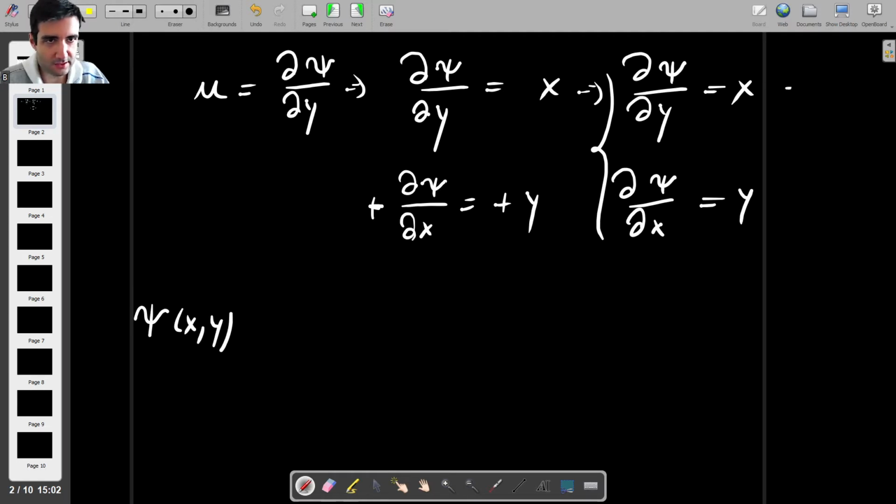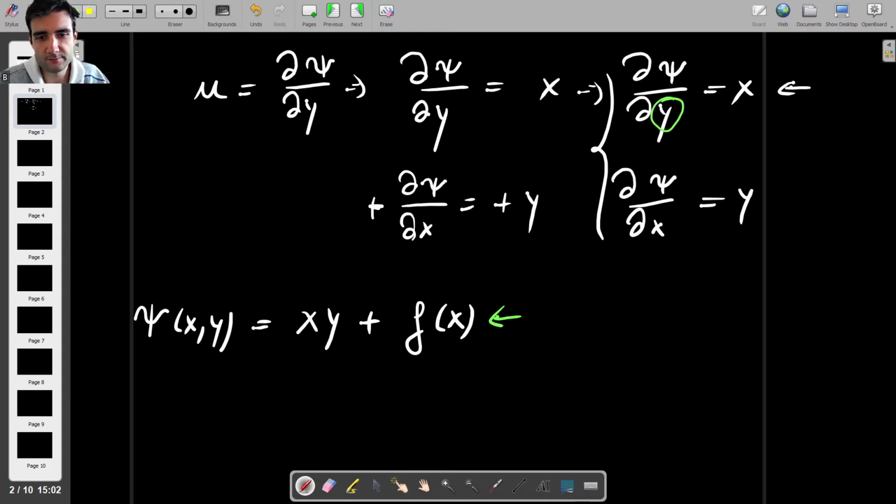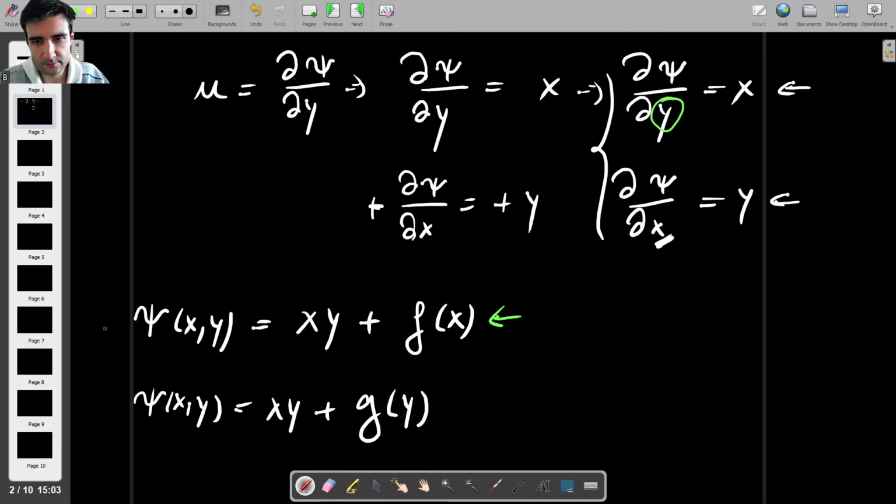So now if I integrate this with respect to y, x is going to be treated as a constant. So this will be xy plus a function of x. Now, why is there a function of x here? So when you integrate, you usually end up with a constant. But we're integrating with respect to y, so there might as well be a function of x that we are not accounting for. So we must include that in here. And then if we integrate the second equation, we have psi of x and y is xy plus, and because we're integrating with respect to x, we might end up with a function of y.